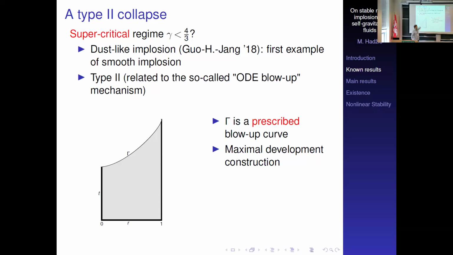Yeah, it's a whole curve, absolutely. So you can construct such examples. There is no claim of stability of such examples, but they exist.